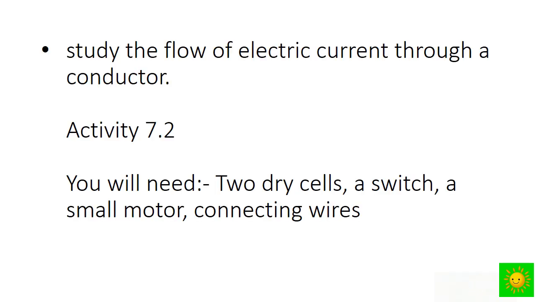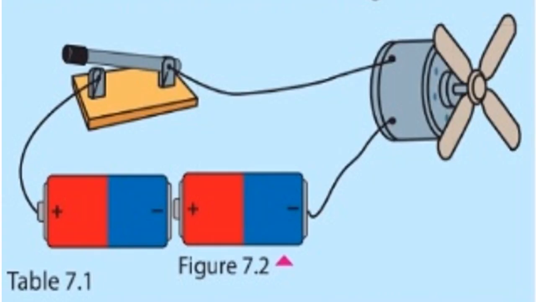Now we are going to talk about electric current. To study the flow of electric current through a conductor, you can do a simple activity by using these things. Then you have to set the circuit like this. At the end of the practical, they have asked you two questions. What happens when terminals of cells are changed? What can be concluded according to your observations?